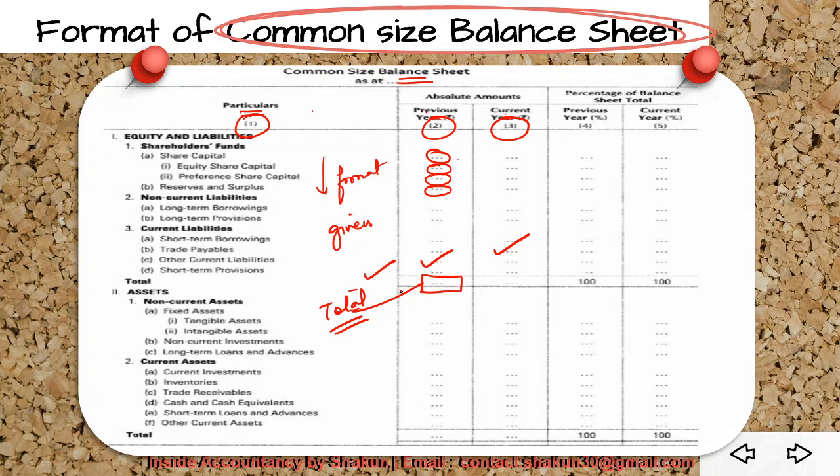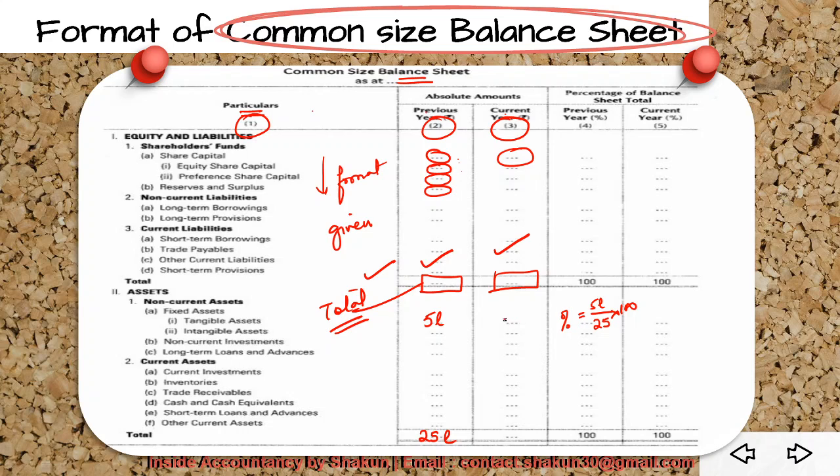So the relationship of every item is found out with the balance sheet total for 1 year, and then the same thing is repeated for the second year. For example, if I say the tangible assets are 5 lakh and the total of this year is 25 lakh, when I calculate the percentage of balance sheet total for the previous year, this percentage will be equal to 5 lakh, the particular element we are talking about, divided by the balance sheet total, which is 25, into 100. This will give me this percentage.